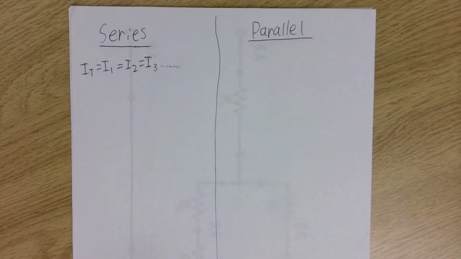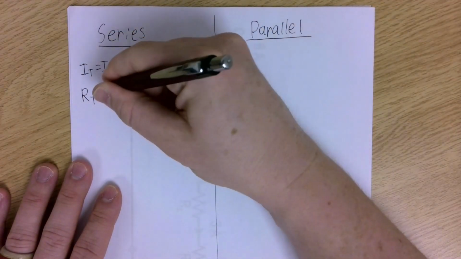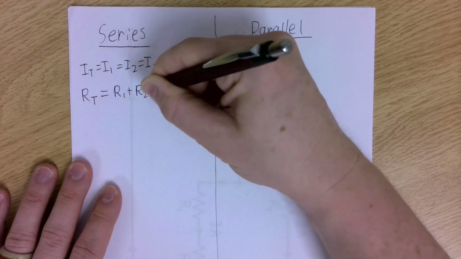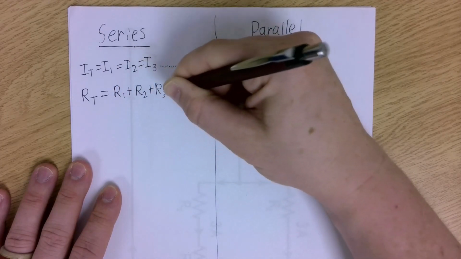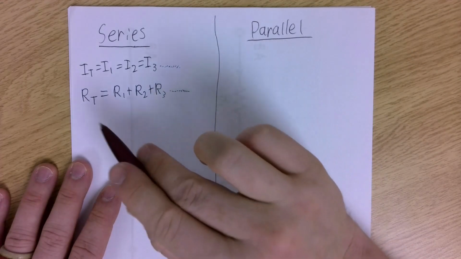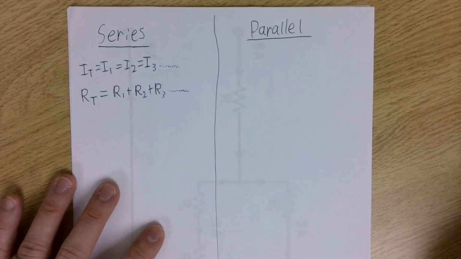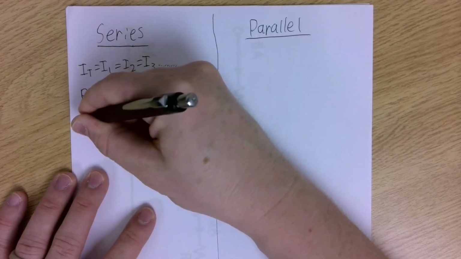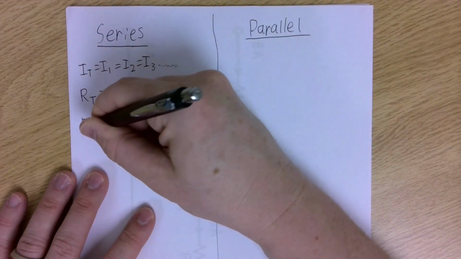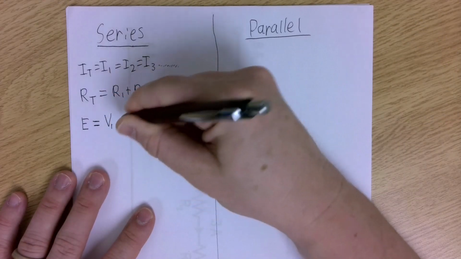We remember that. Our total resistance in a series circuit equals R1 plus R2 plus R3, and so on and so forth. As that current flows through the series circuit, it hits each of those resistances, so we just add them up straight away. Our voltage, or how we find voltage in a series circuit, looks similar to our total resistance, but if you remember, it is a little different.